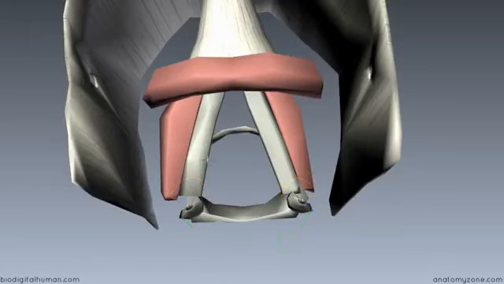Remember that the distance between the two vocal folds is called the rima glottidis. If you were to swivel the arytenoid cartilages around on their axis, laterally rotating them, this is going to produce an opening of the rima glottidis. So the posterior cricoarytenoid muscle opens the rima glottidis, and it's the only muscle that does this.